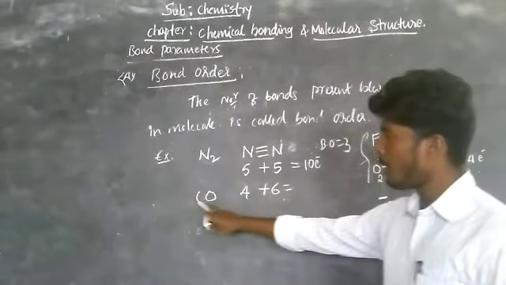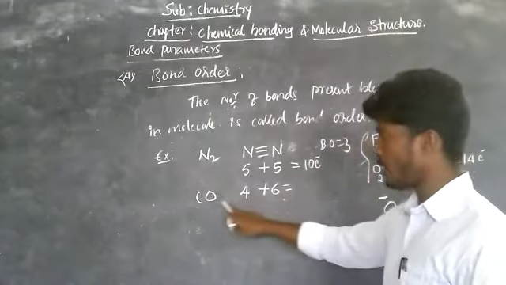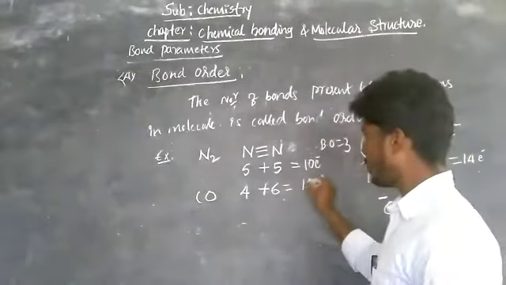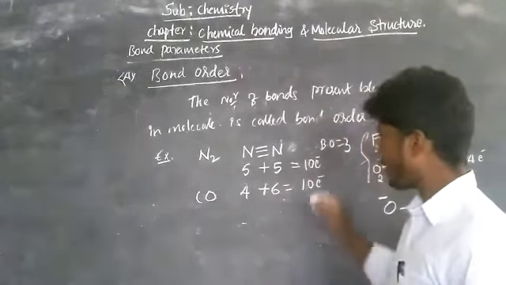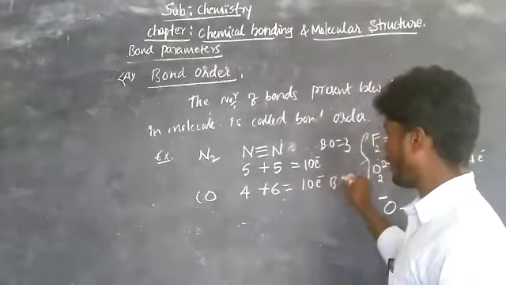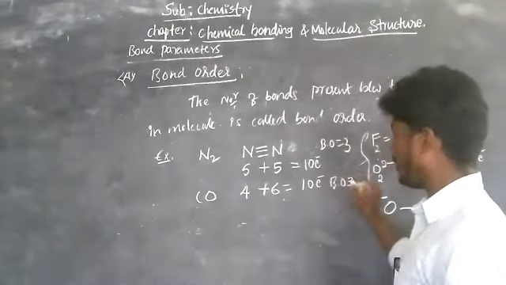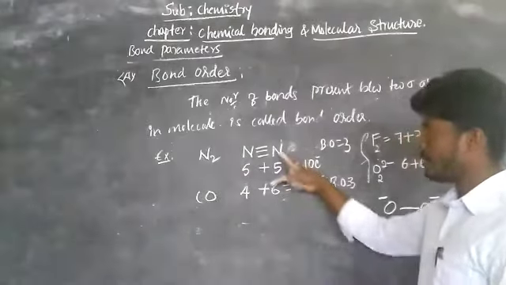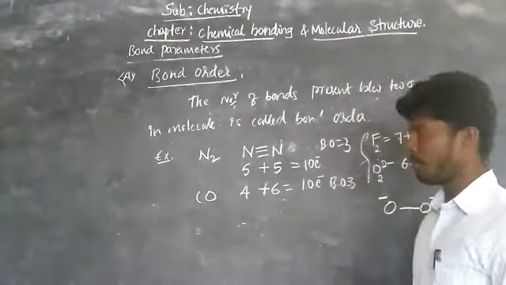Similarly, observe the carbon having 4 electrons in its valence shell, oxygen having 6 electrons. Totally 10 electrons. Now what is the bond order for this one? Bond order is 3 only. That only I told you. The isoelectronic species have same bond order.